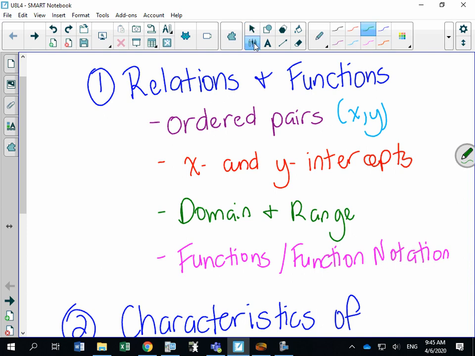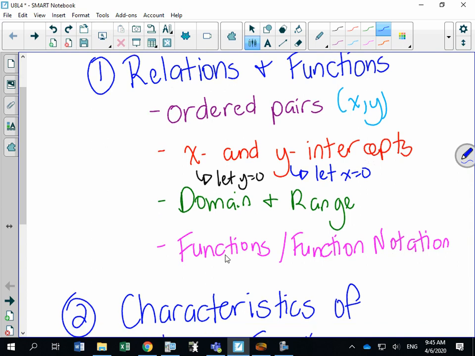So for example, if I gave you an equation and I said, what's the x-intercept? What you would always do is you let y equal 0. And if I said, conversely, well, what's the y-intercept of a given equation? You would let x equal 0, and then you would solve for y. We did domain and range. And then we ended off with something called functions and function notation.